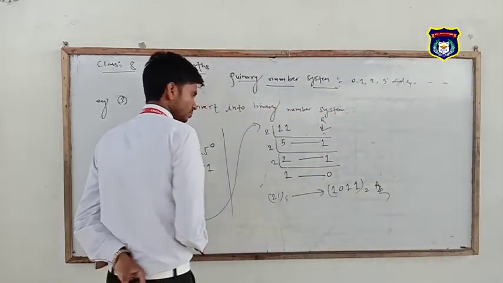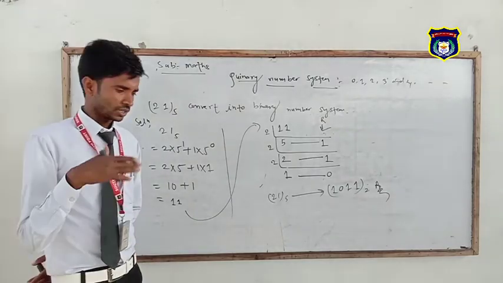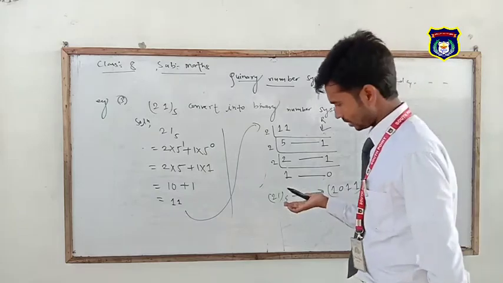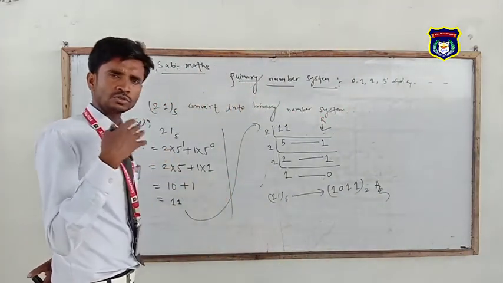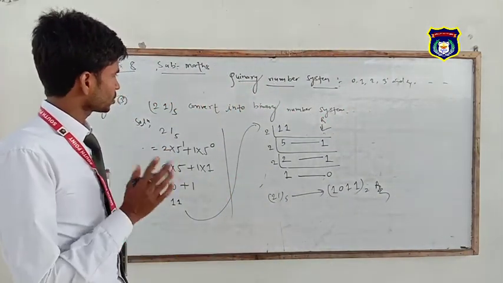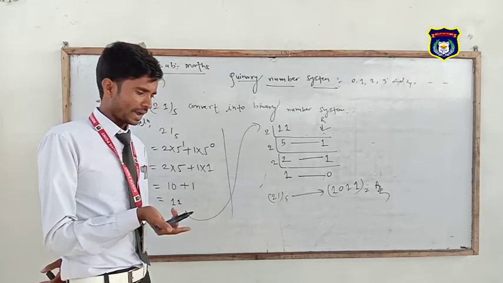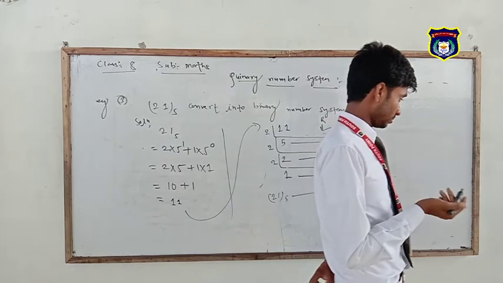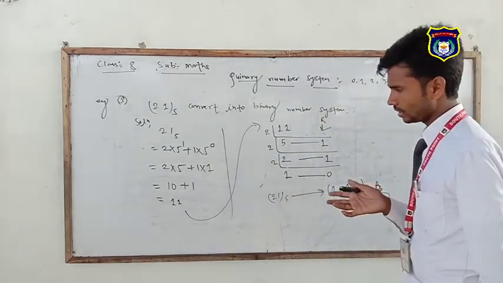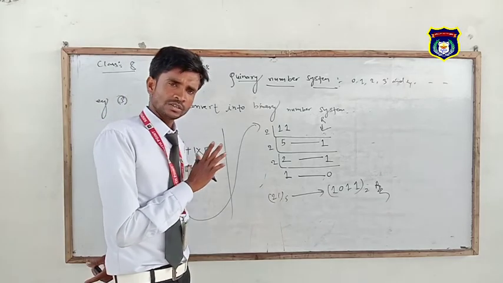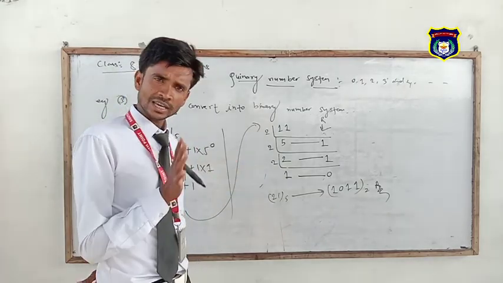Okay, so this is the process: how to change binary into decimal and decimal into quinary, otherwise quinary into decimal and decimal into binary. Just follow these steps, and with the help of the given steps you can continue your exercise.